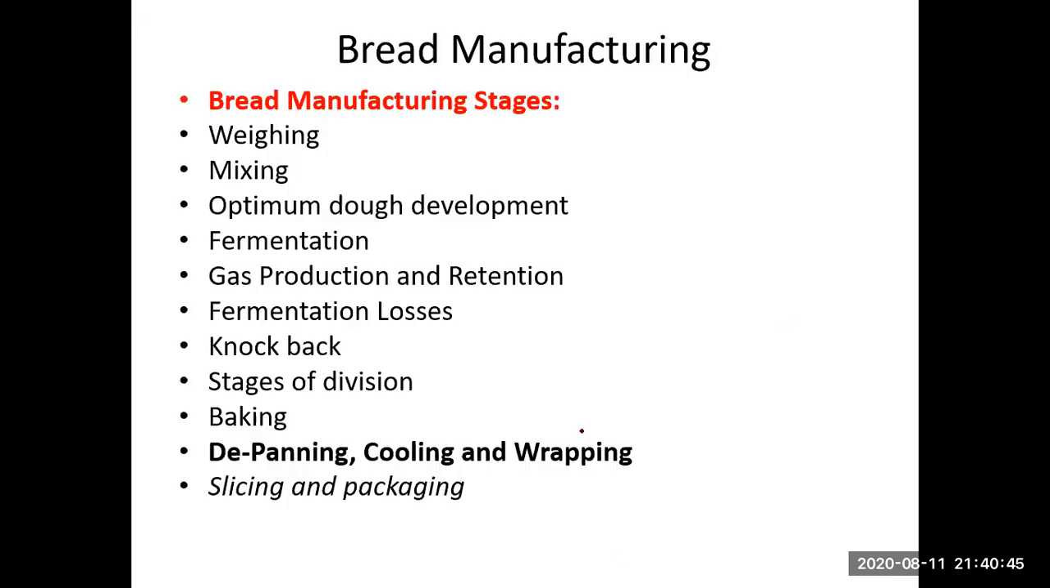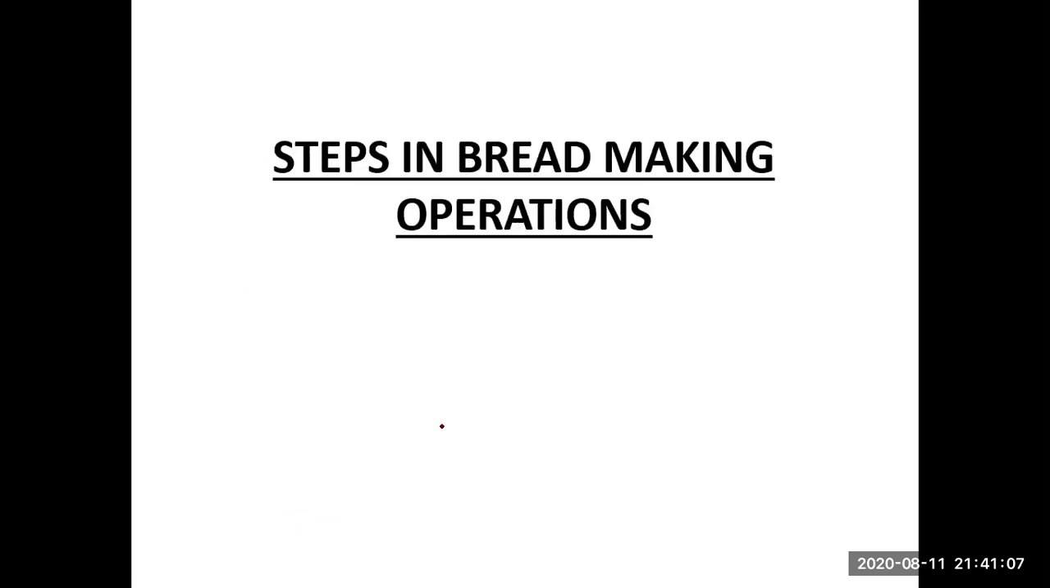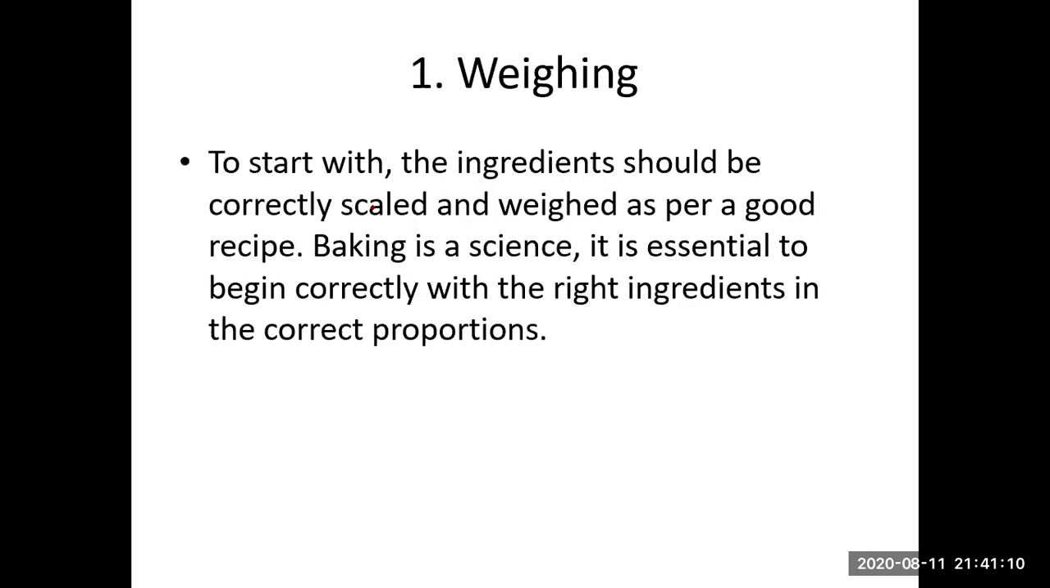So there are some stages that we are going to read. First of all, weighing, mixing, optimum dough development, then fermentation. With that, gas production and retention, fermentation losses, knockback, stage of division, then baking. After that, depanning, cooling, wrapping. And last of all, slicing and packaging. These are the steps in the bread making operation that we are going to discuss. In the case of weighing, it's a very simple step: according to the recipe, you have to weigh all of your baking materials or ingredients first, and then prepare the process.